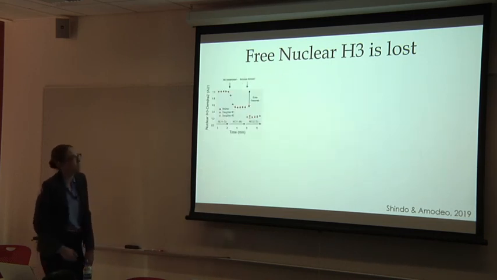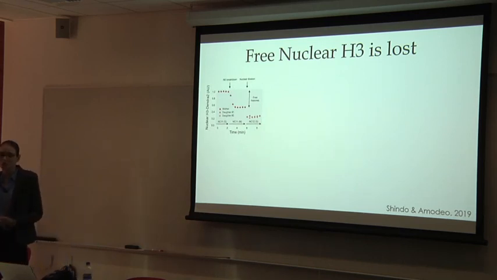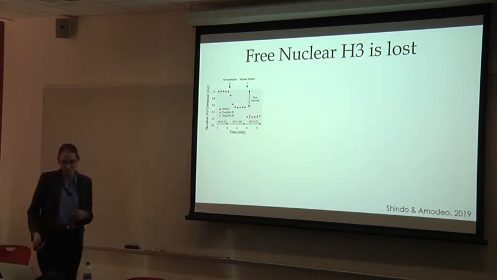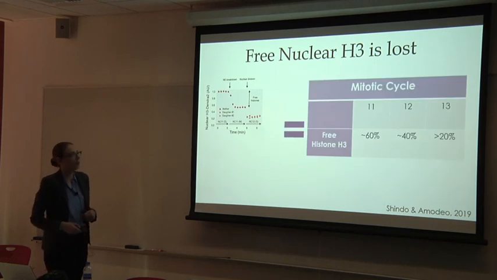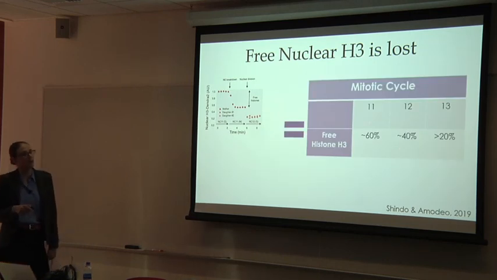Then we can just do this experiment over and over again for the duration of the different cell cycles. And what we found was that in cycle 11, we reach a maximum of about 60% of all of the H3 in the nucleus not bound to DNA.